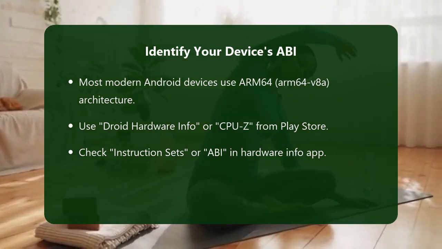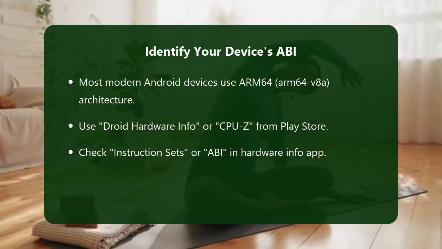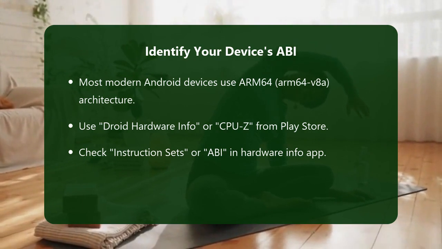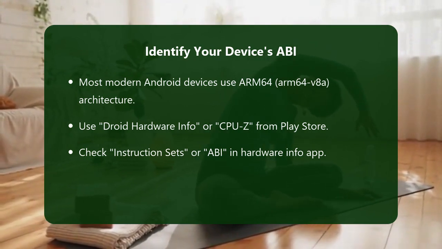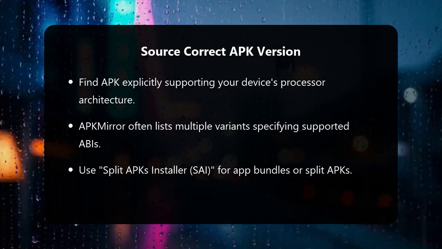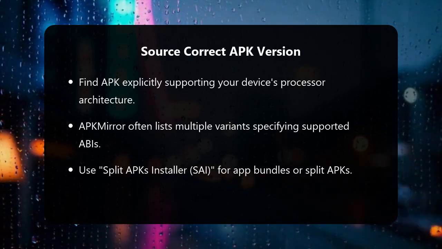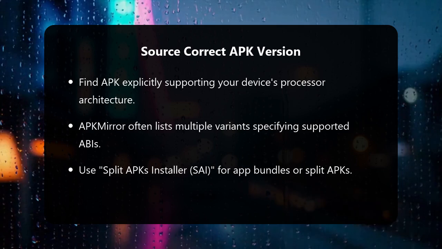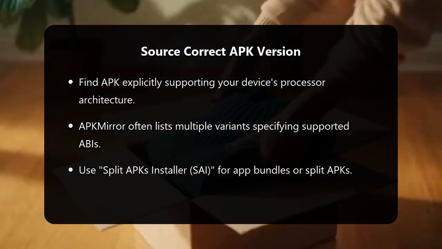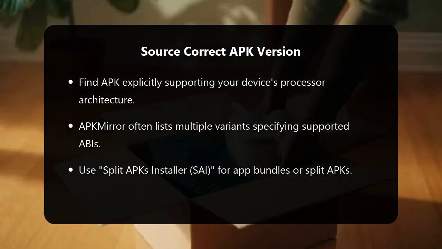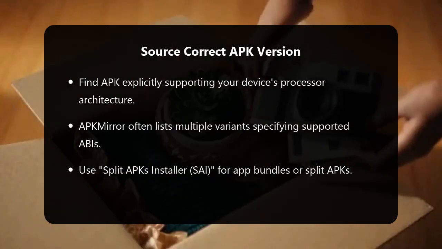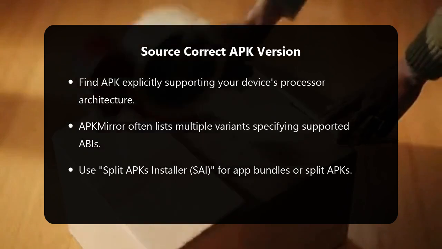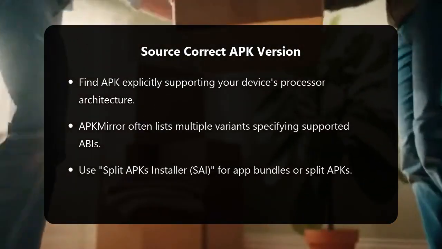x86_64. You can easily find this information using a hardware info app from the Play Store, such as Droid Hardware Info or CPUZ. Install one of these, navigate to the System or CPU tab, and look for instruction sets or ABI. Make a note of it, for example, ARM64v8A. Once you know your device's ABI, the next critical step is to find an APK that explicitly supports it.